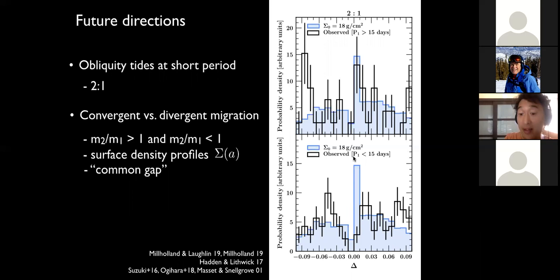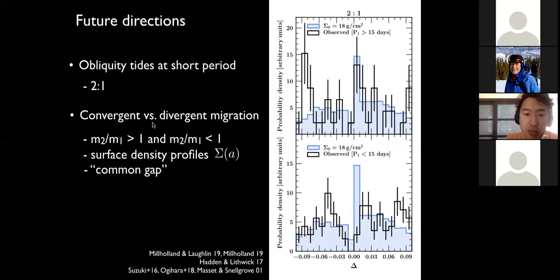So at short period, something else is going on, and our guess is tides, in particular obliquity tides. There's this really interesting proposal by Millholland and Laughlin talking about obliquity tides. In fact, Millholland recently has pointed out how the 2-1 planets, not the 3-2, are especially puffy. And that suggests extra dissipation from obliquity tides, perhaps. So that seems to fit.